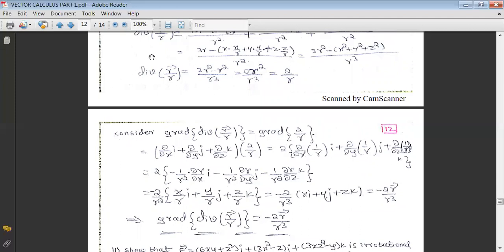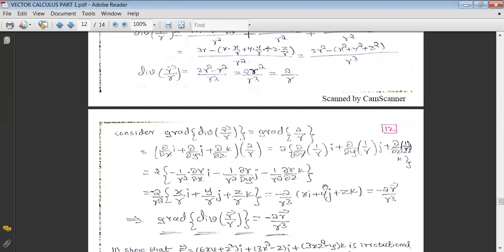But we want the gradient of this. Therefore, gradient of divergence of r bar by r is nothing but gradient of, and we already calculated the divergence of r bar by r is given by 2 by r. Now gradient of 2 by r is, that is del, and then is dou by dou x into i plus dou by dou y into j plus dou by dou z into k, and it is that 2 by r. Now take that 2 as a constant. You operate 1 by r on each of these components.